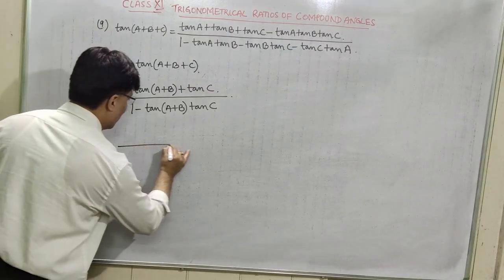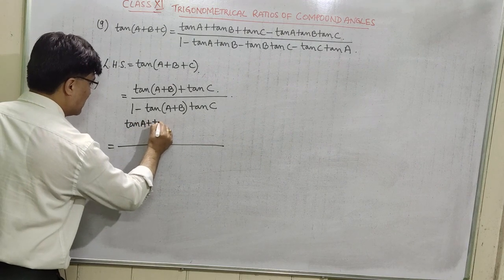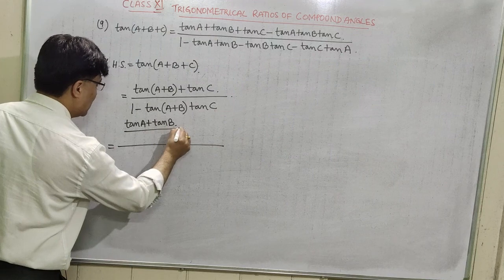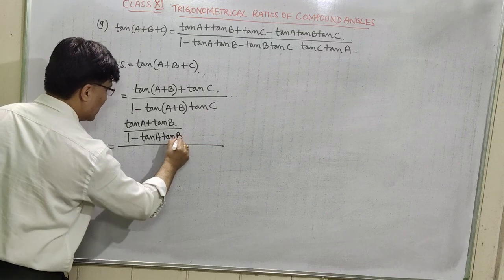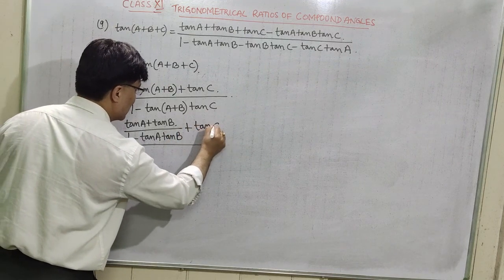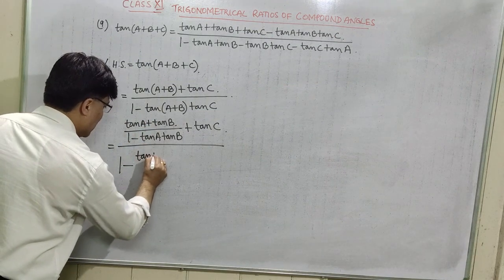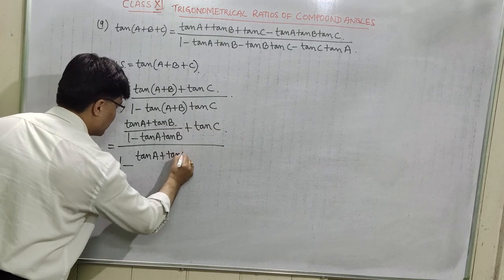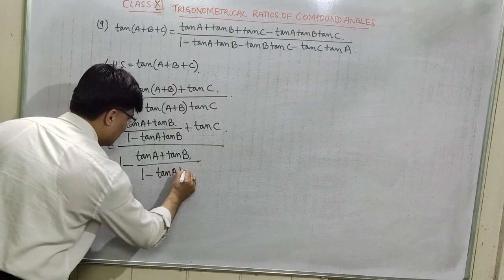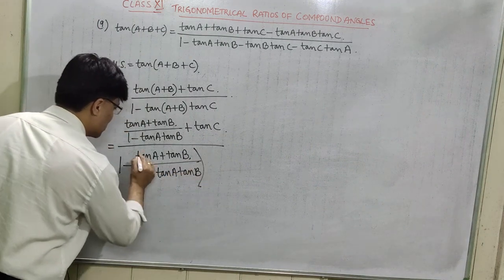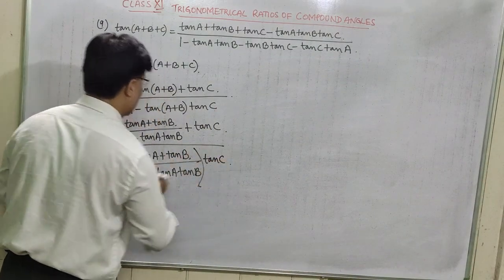So now again you can use the formula of tan of A plus B. You know tan of A plus B now. This is tan A plus tan B divided by 1 minus tan A tan B. Okay, then you can write here plus tan C. Similar in the denominator, 1 minus, what is tan of A plus B again? It is tan A plus tan B divided by 1 minus tan A tan B. So here bracket is closed. This is the formula of tan A plus B. Then outside bracket you can write tan C.